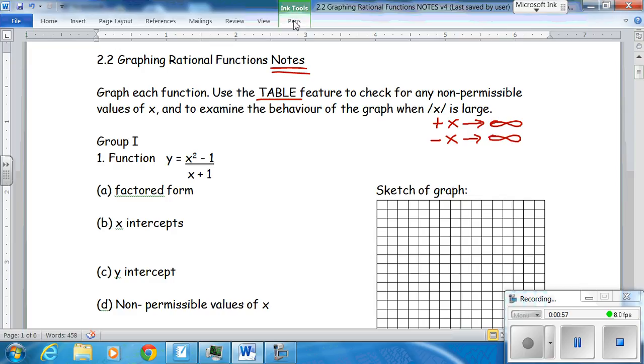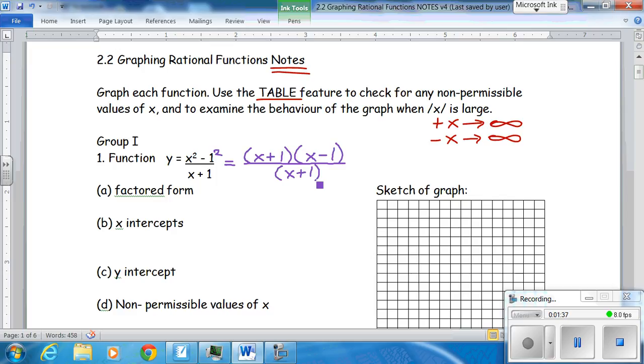Now, let's get started. The function y equals x squared minus 1 over x plus 1. Here, I want you to graph this, but first, I want you to see if you can factor or simplify. I will give you one hint. Whenever you see minus 1, realize that's the same as minus 1 squared. And when you do that, you have a difference of squares. The numerator is x plus 1, x minus 1, and the denominator is still x plus 1.